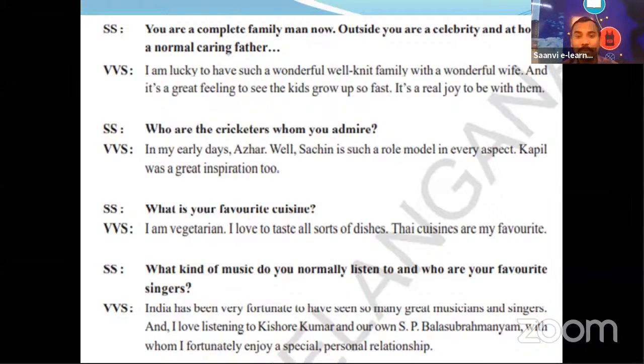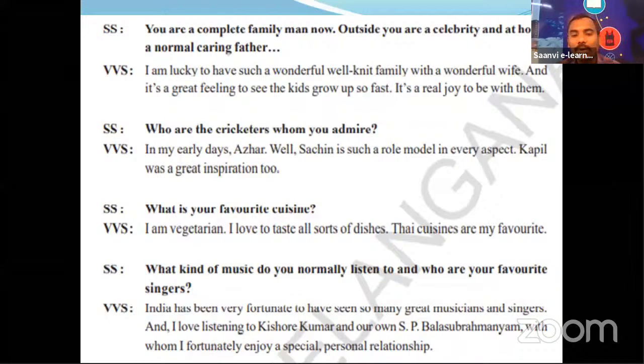Next, who are the cricketers whom you admire? Who are the cricketers whom you respect? "In my early days, Azhar," it means Azharuddin, he is also from Hyderabad, Telangana. "Well, Sachin is such a role model in every aspect." It means not only in playing games; outside also, his character is excellent. He used to run a lot of charity organizations. "And Kapil was a great inspiration too." Have you ever heard about Kapil Dev? India won the World Cup for the first time under the captaincy of this great cricketer. Kapil was a great inspiration too, and it happened in 1983, I think.